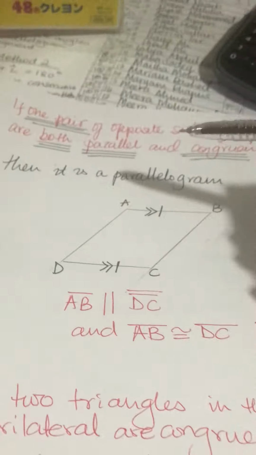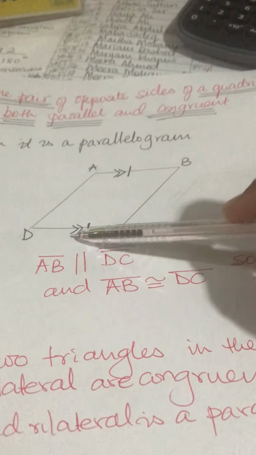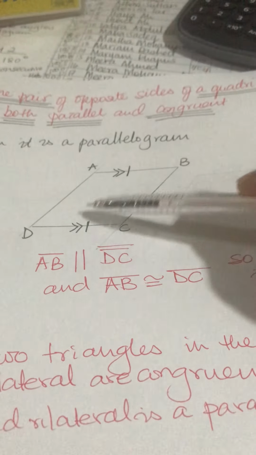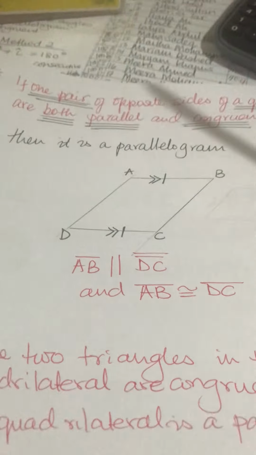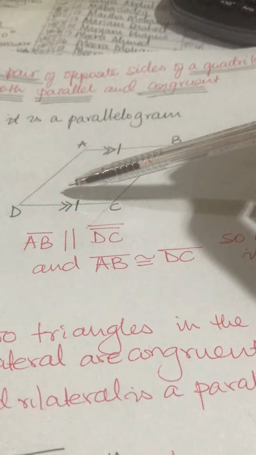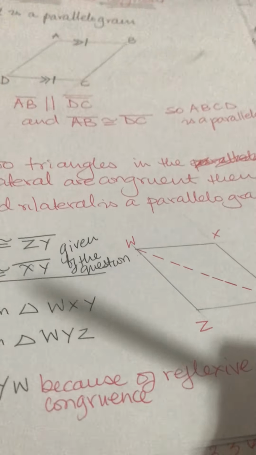Then, if one pair of the opposite sides of a quadrilateral are both parallel and congruent, one pair. So if this is one pair, so if they're both congruent and parallel, then that shape is a parallelogram. Okay? So ABCD is a parallelogram because AB is parallel to DC and AB is congruent to DC. So that is why ABCD is a parallelogram.